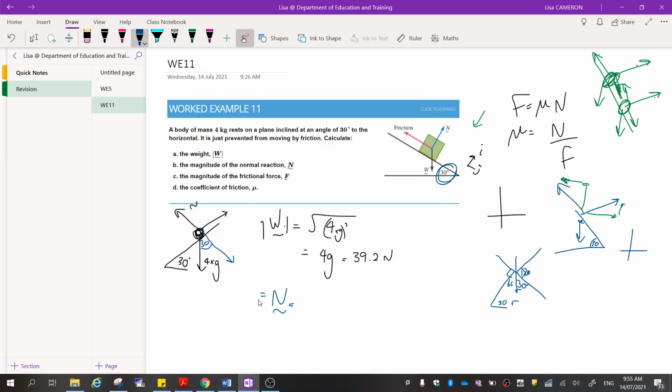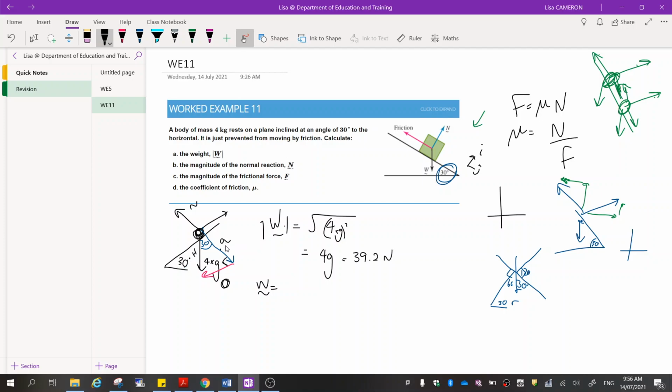Let's do this the other way. So we're going to work out this one and we're going to work out this one, okay? So we're going to resolve the W into its two components. So our W vector is made up of this adjacent side and this opposite side. This here is our right angle and this is our hypotenuse.